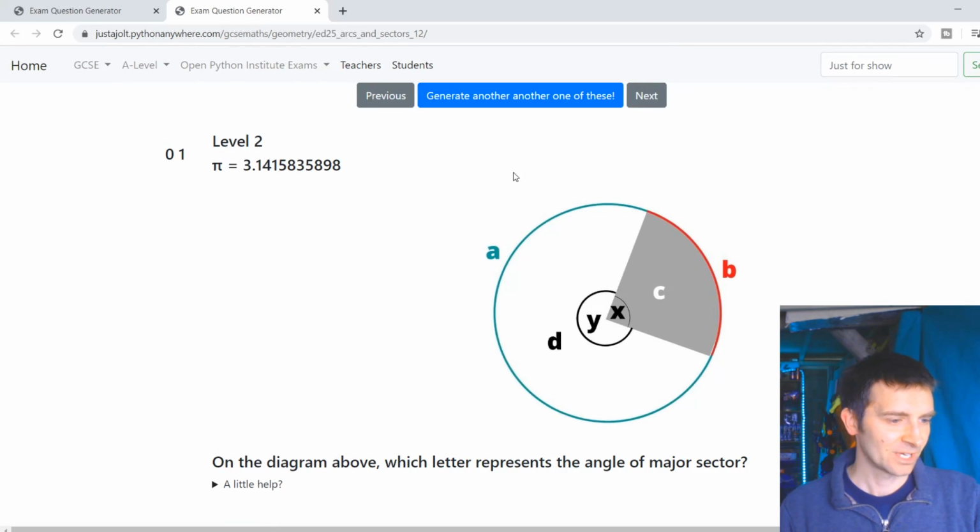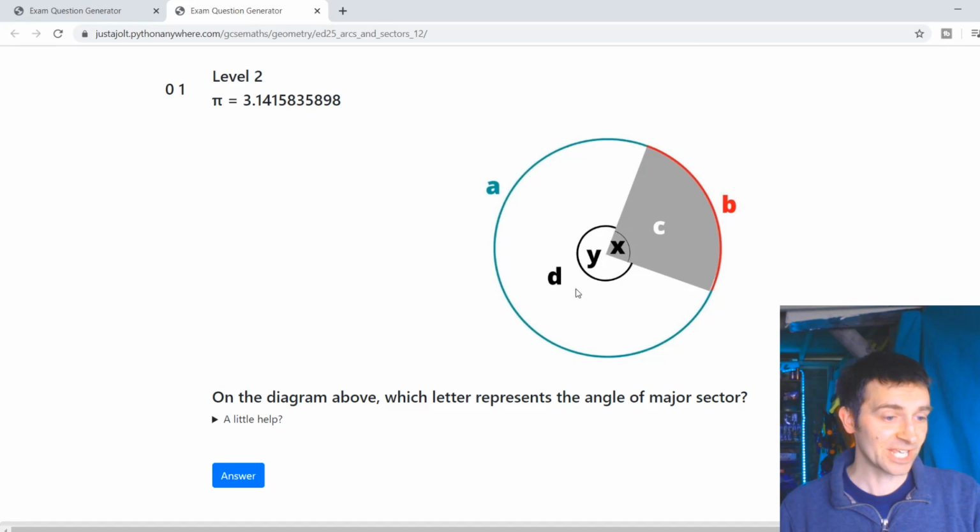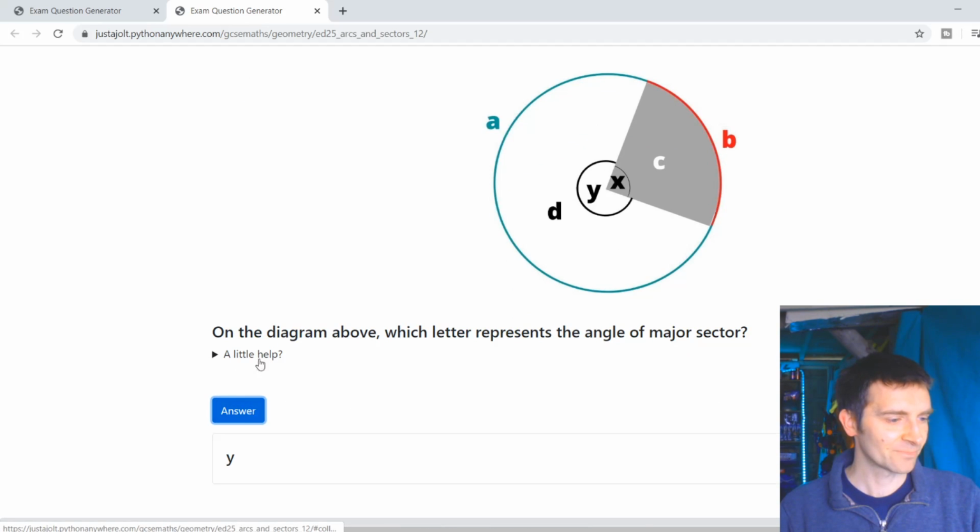Let's have another one. Which letter represents the angle of the major sector? Well, it's not going to be X, because X is the smaller angle. It's going to be Y, because Y is the larger angle there. So there's your major sector. It's going to be Y.